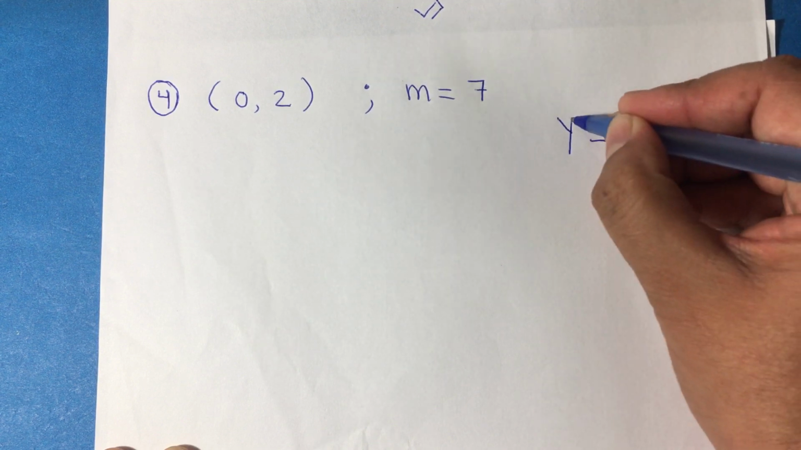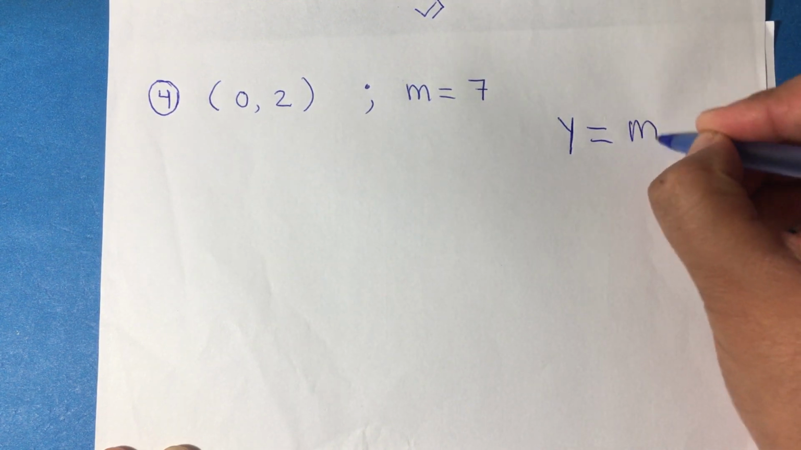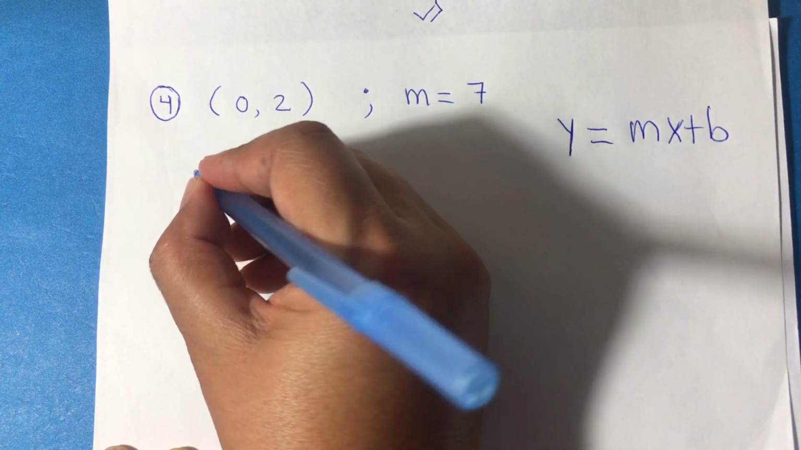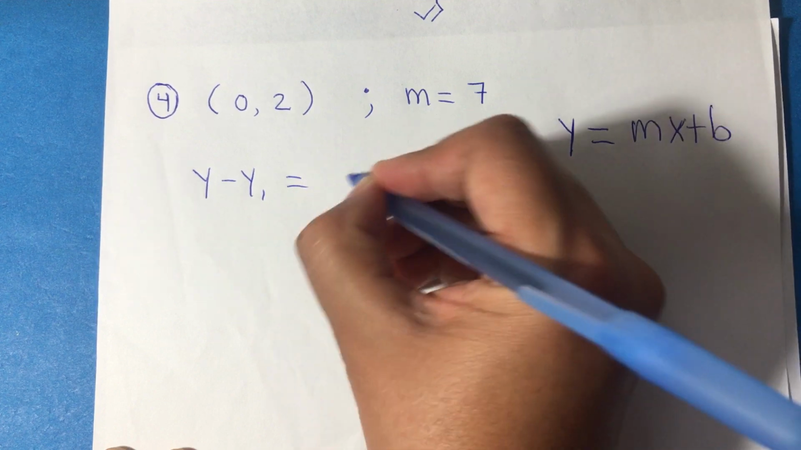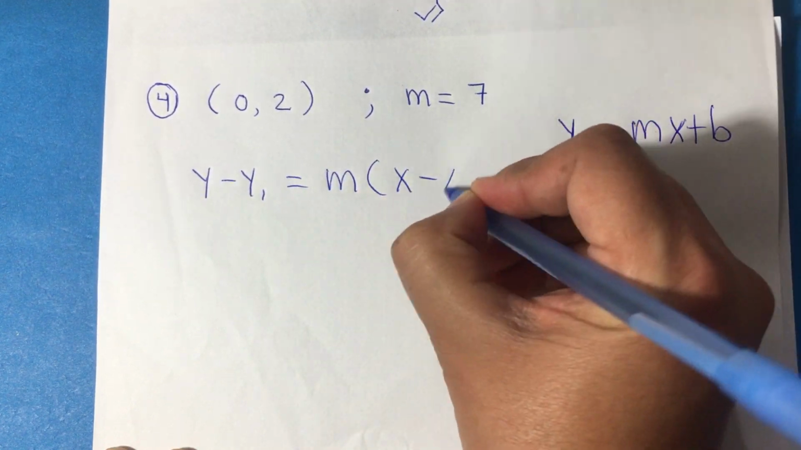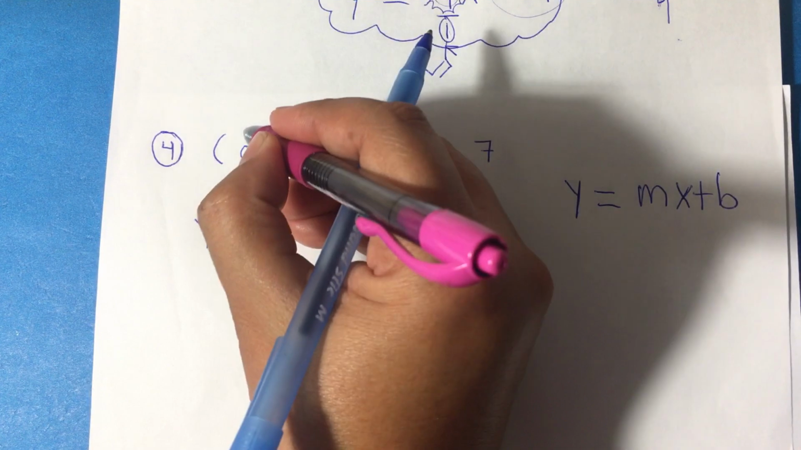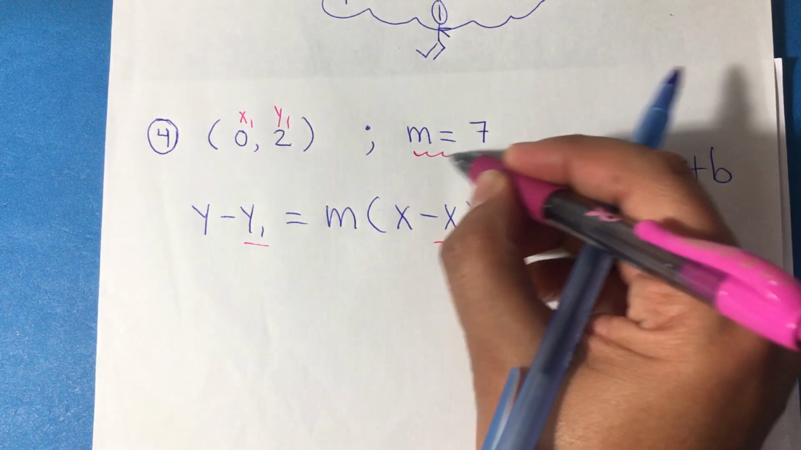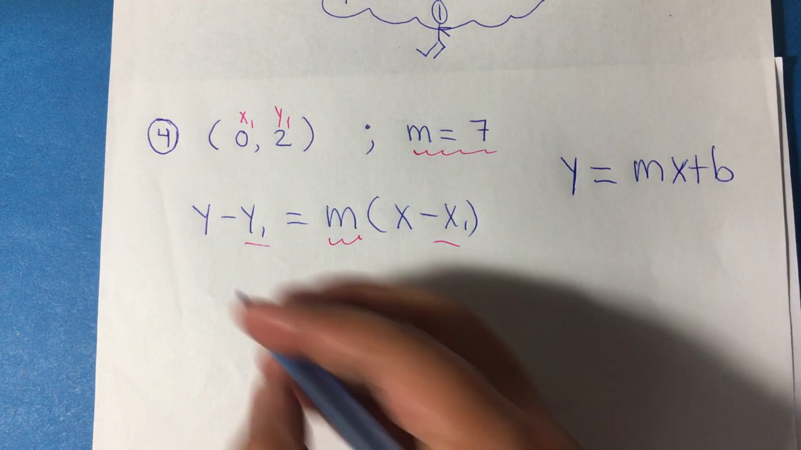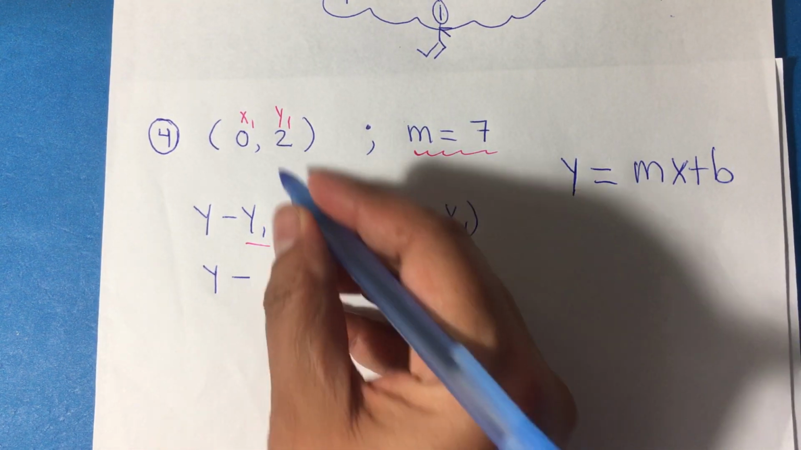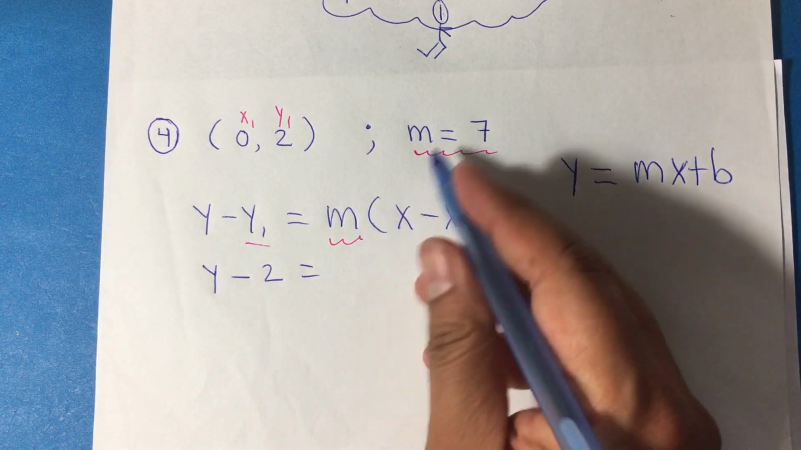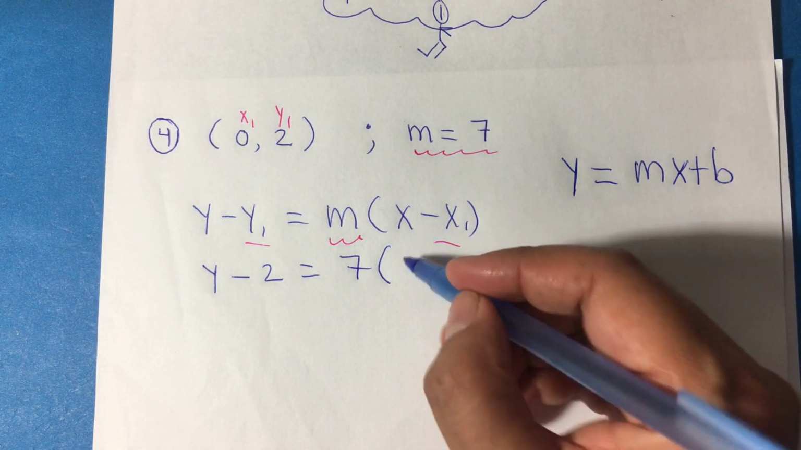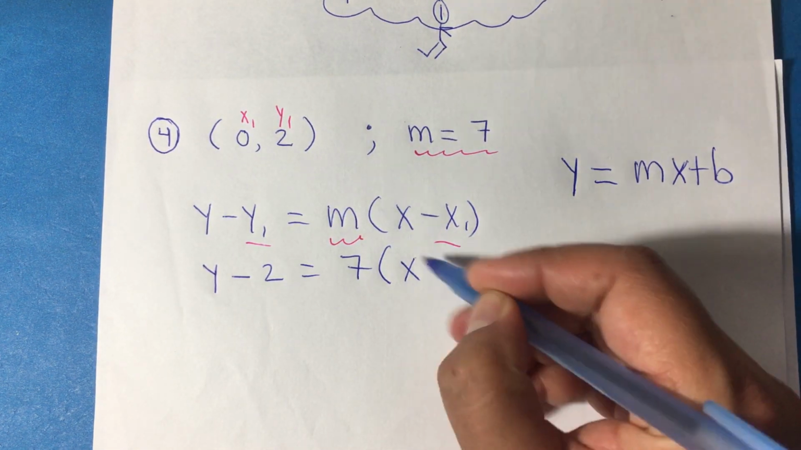Let's do the same process that we were doing anyways. So y equals mx plus b. Again, we're going to use the formula y minus y1 equals m times x minus x1. This is x1, y1 to replace here, and this is the slope to replace here. So y minus y1 is 2. The slope is 7. Remember that m represents the slope. X minus 0.